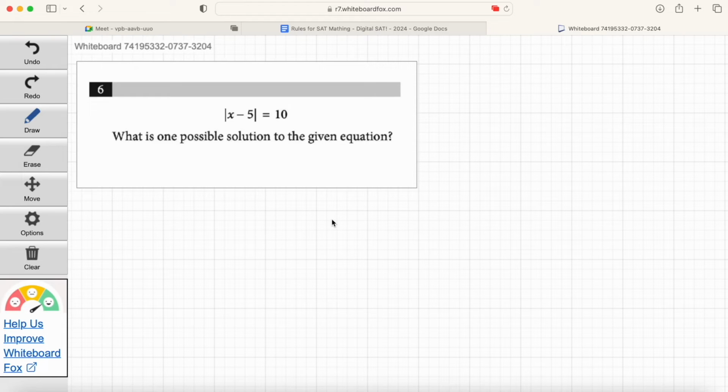Want to see it on the screen? Don't we read the equation as well, or no, just read the question? That's good enough. What is one possible solution to the given equation? Okay, we're looking for a possible solution. Is that pretty clear, Catherine? Yes, it is.